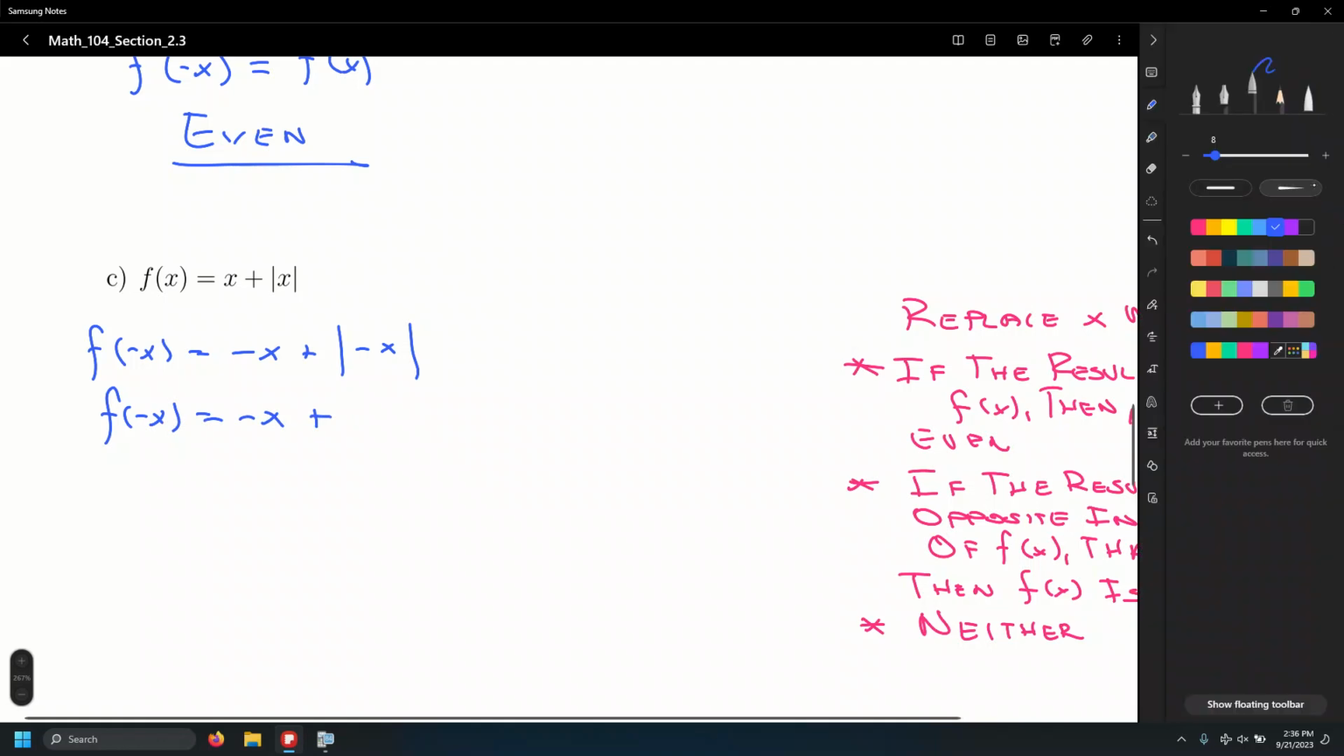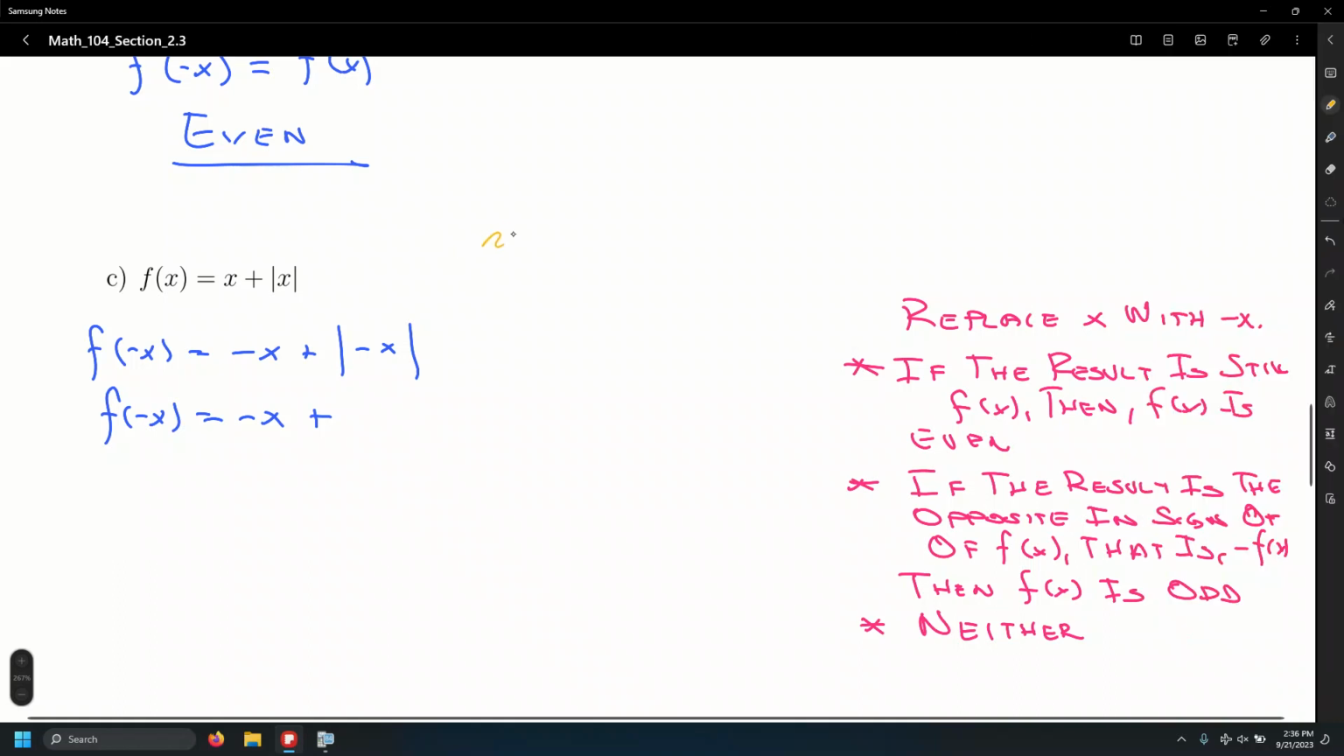Okay, so here we need to talk about the properties of absolute values. The absolute value of a product between two quantities is the same as taking the absolute value of A and multiplying it with the absolute value of B.